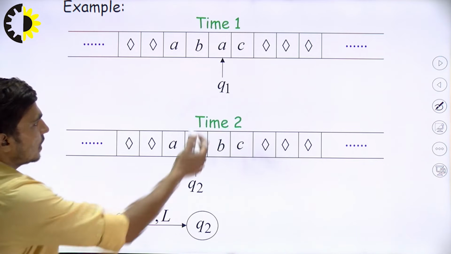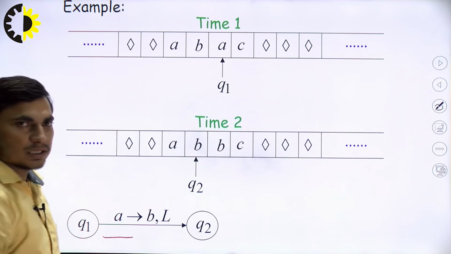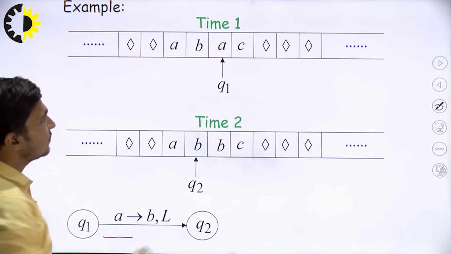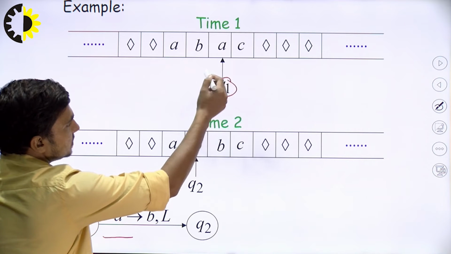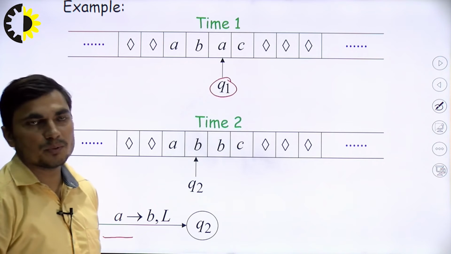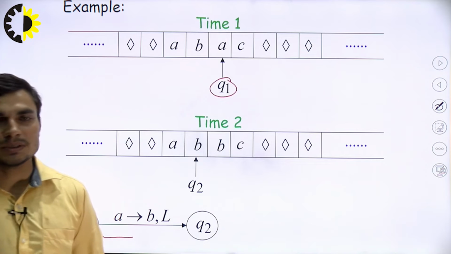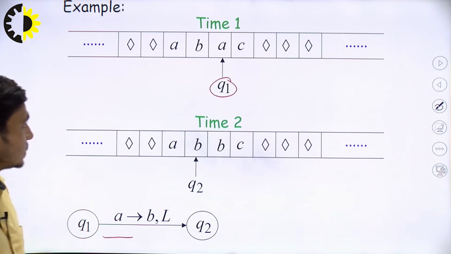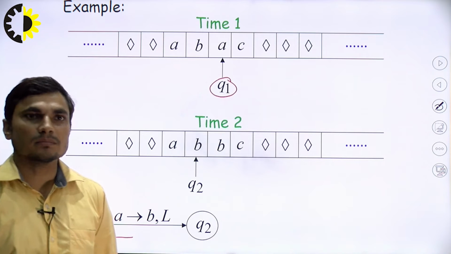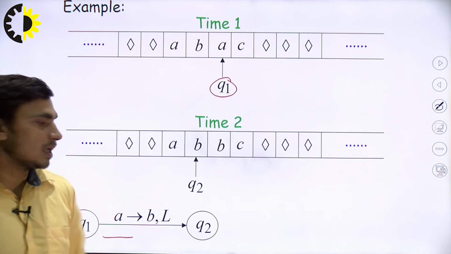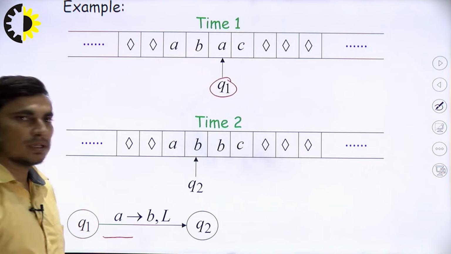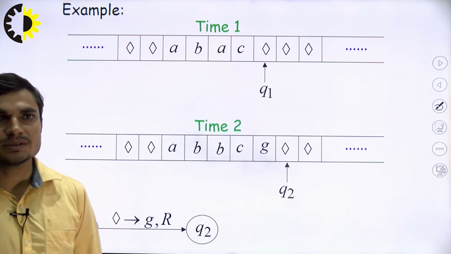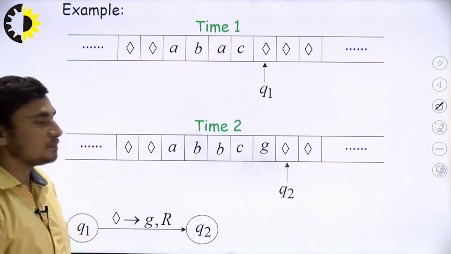Now, we have another transition. For this transition, the current state is Q1, and the read write head is pointing at symbol A. We read the symbol A, then we write B in place of A, and then we move towards the left side. So, this is how the transitions of a Turing machine can be done.